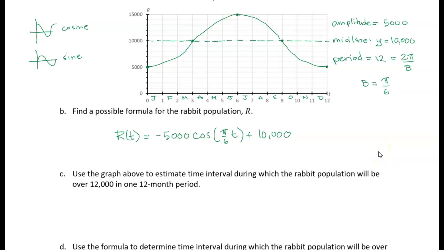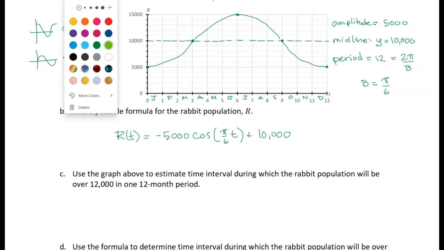Okay. Now, the next question asks to use the graph to estimate the time interval during which the rabbit population will be over 12,000 in one 12-month period. Okay, so we've got it graphed for one 12-month period. So we're just going to use the graph for this. I'm going to pick up a different color pen just so I can distinguish it from my green markings here. Maybe I'll get a red pen. Okay, there we go.